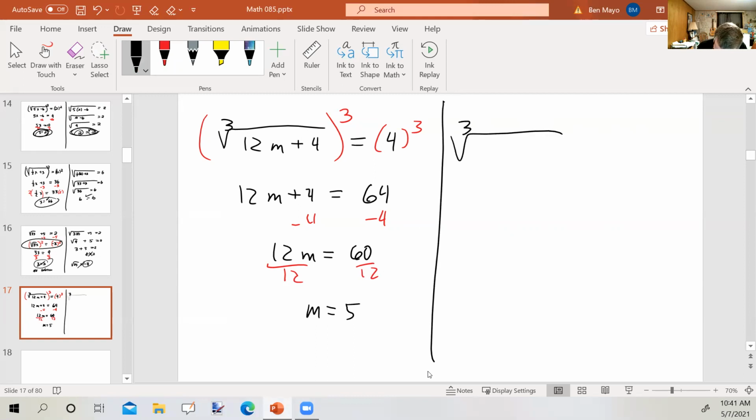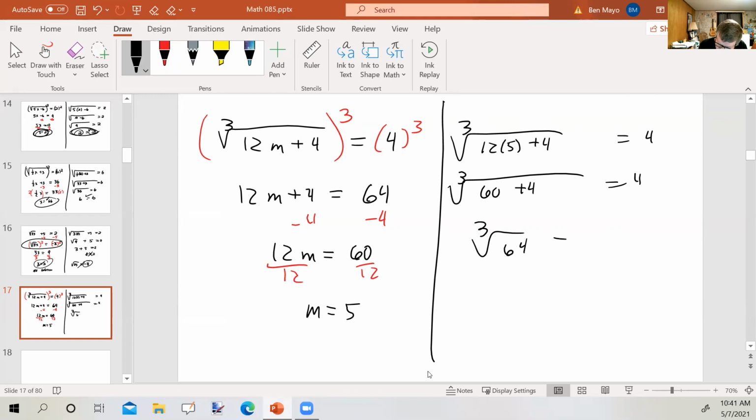The square root of 12 times 5 plus 4 equals 4. The cube root, that is. The cube root of 60 plus 4 equals 4. The cube root of 64 equals 4. The cube root of 64 is 4. So 4 equals 4. It checks. So our solution is correct.